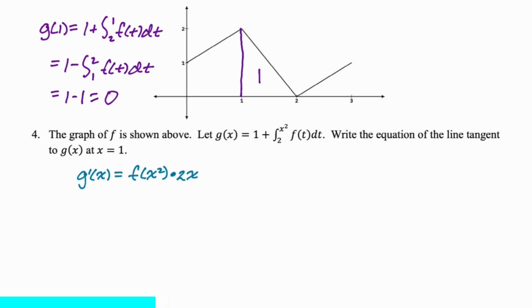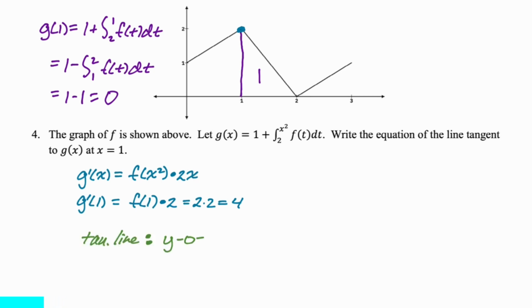So now let's see. We need to find g prime of 1, which I like to show this step where I'm plugging values in. It's going to be f of 1 times 2. F of 1, we have the graph of f, so f of 1 is just 2. You can see up there. So it's 2 times 2, which is 4. And then we just want to write our tangent line. So our tangent line is going to be y minus 0 equals 4 times quantity x minus 1.